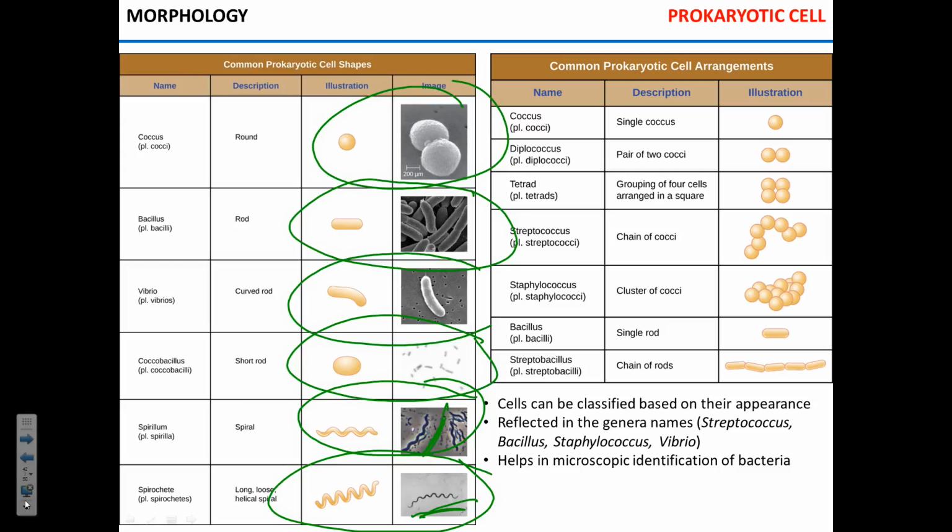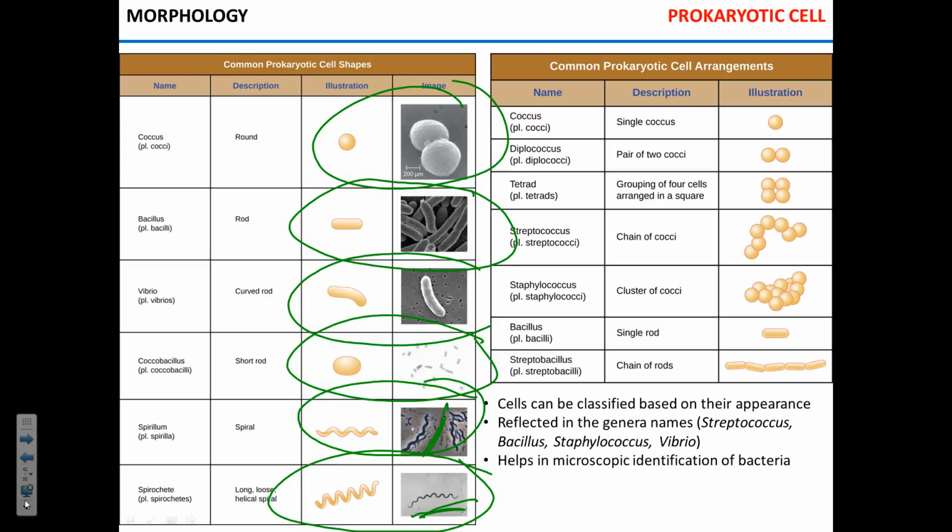Now, we use it for the description because for diagnostic purposes, we're going to look at the culture and we're going to see it. If you look at the culture and you see Bacillus or Vibrio, you already restrict the microbes that the specimen can be. Some of them, mostly bacilli and cocci, can be arranged in certain higher level forms.